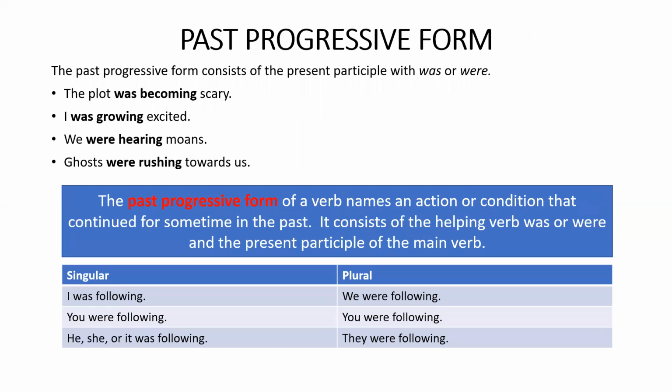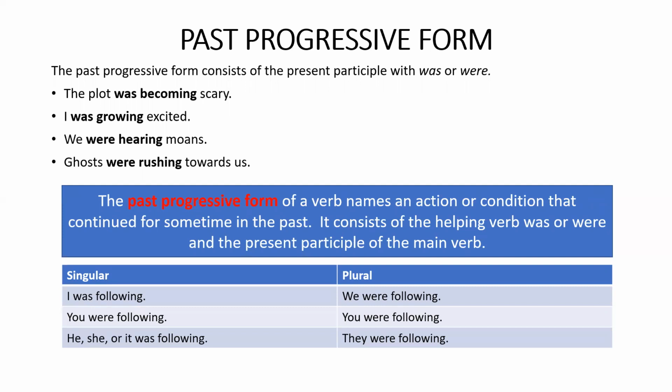Next is the past progressive form. The past progressive form consists of the present participle with was or were. The verbs in the sentences which I have given here are in the past progressive form. The plot was becoming scary. I was growing excited. We were hearing moans. Ghosts were rushing towards us.